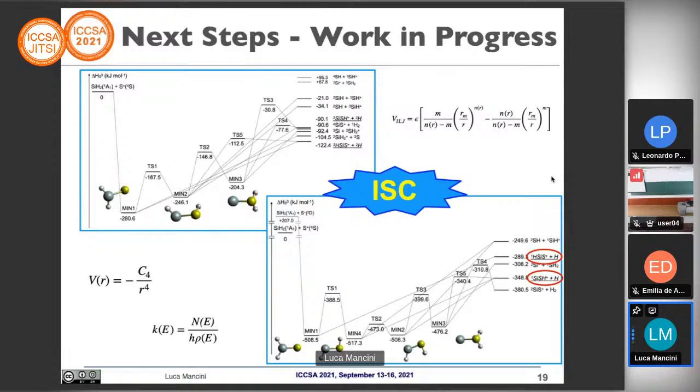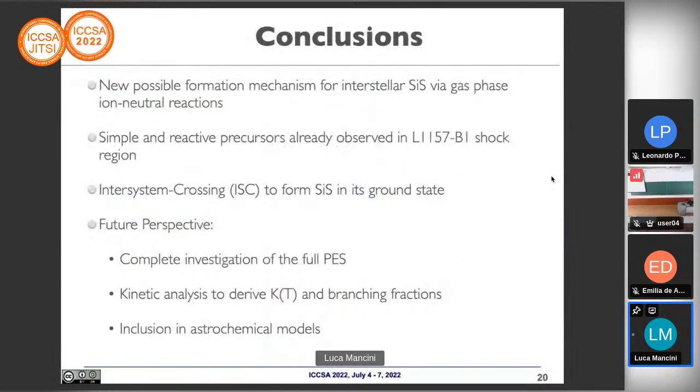So in conclusion, we can say that we investigated new possible formation mechanisms for interstellar silicon sulfide involving gas phase ion-neutral reactions, starting from precursors which are simple and extremely reactive, and which are already observed in the same shock regions in which the two molecules, SiO and SiS, have been detected at the beginning. As I said before, we need to invoke the intersystem crossing in order to deeply understand and consider the formation of SiS in its ground state.